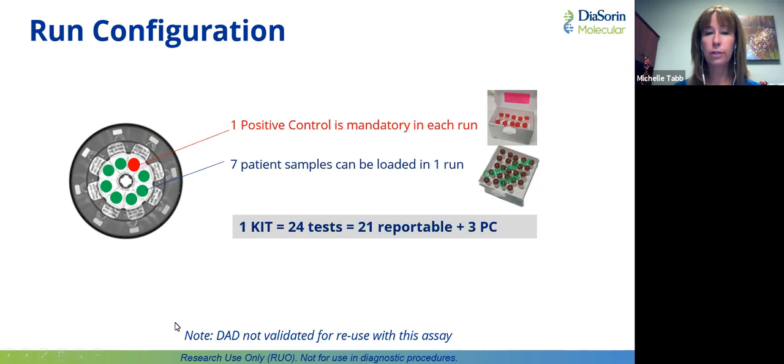I also want to caution you that so far we have not validated direct amplification discs for reuse with this assay. So our suggestion is to wait until you have a batch of samples that you'll want to run on a particular set of these samples, up to 7 at a time, together with that one positive control, filling up all 8 wedges of the disc.